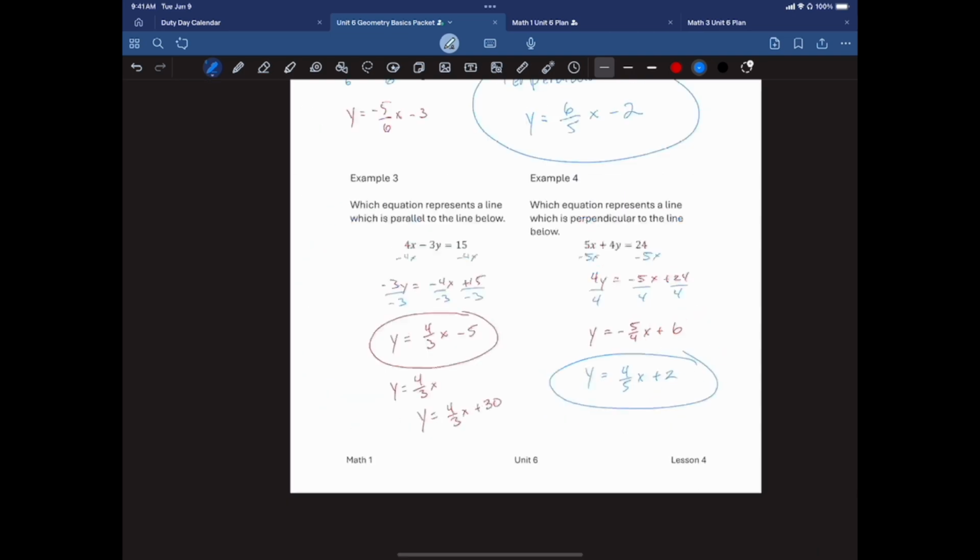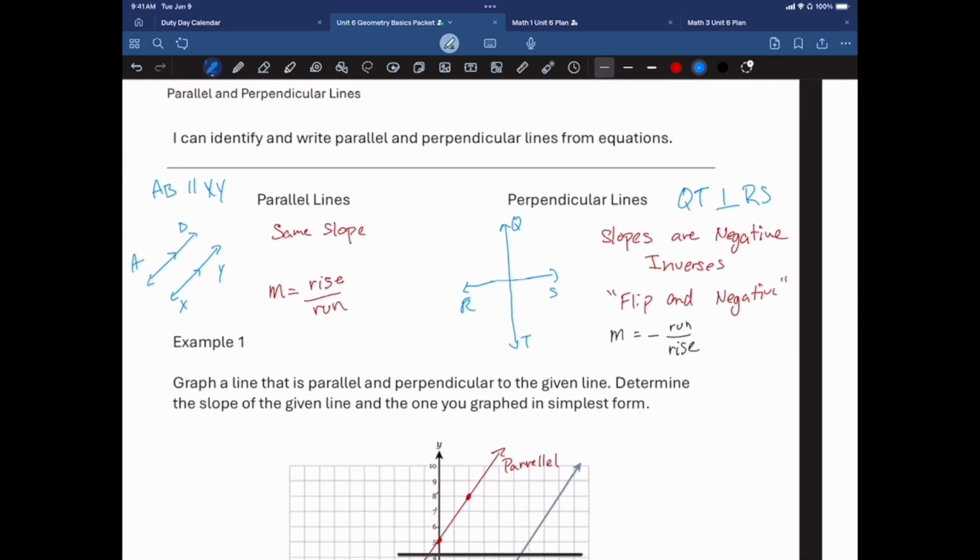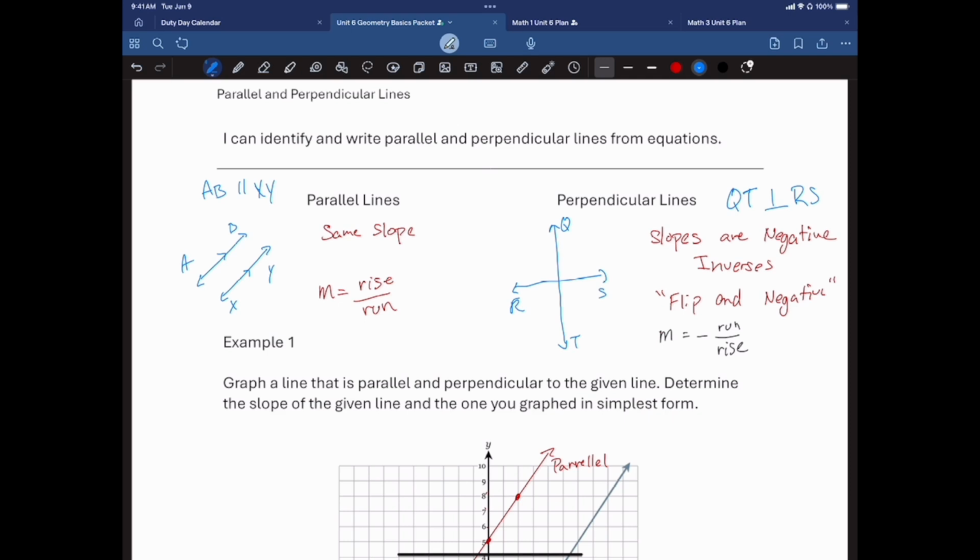Okay. So the key thing for this lesson is when you have parallel lines, the slopes are the same. When you have perpendicular lines, you're looking to flip and make it negative.